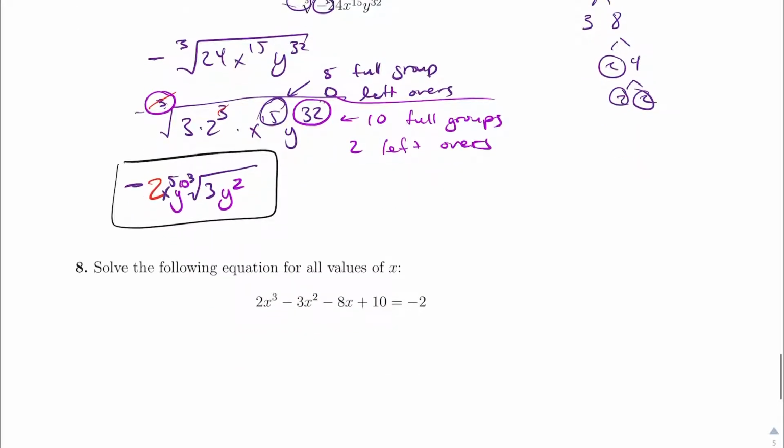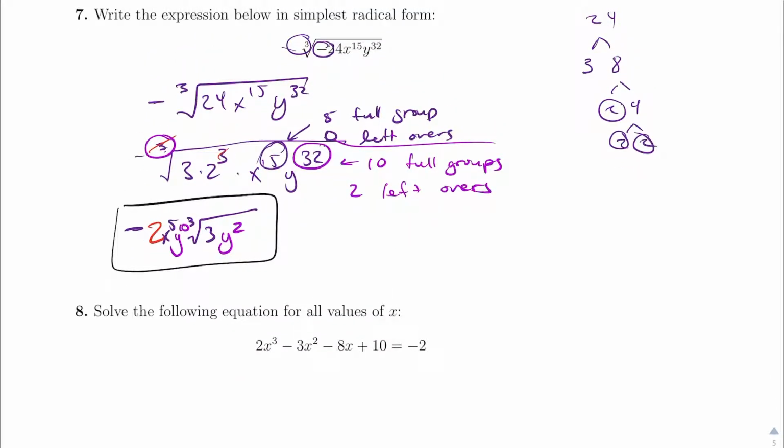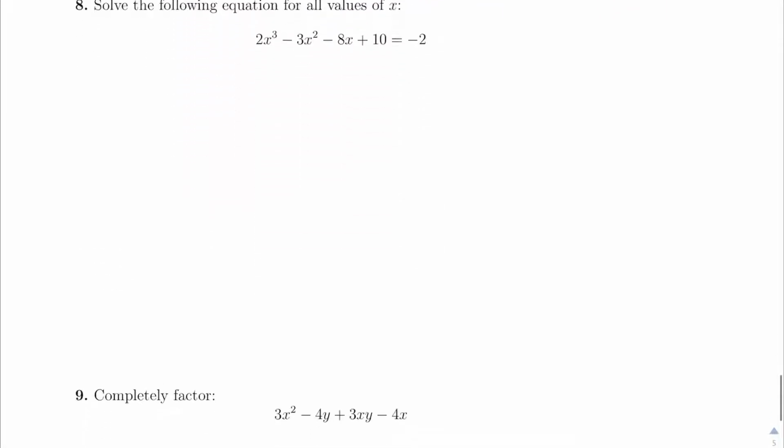Wow, this is probably going to be the toughest one, so make sure you practice this one until you get it right. Make sure you're thinking about your full groups, because each of the full groups will allow one member of that group to appear outside. So when we had 5 full groups, we got x to the 5th outside. I'm going to continue on to the next one, but make sure you review that one.